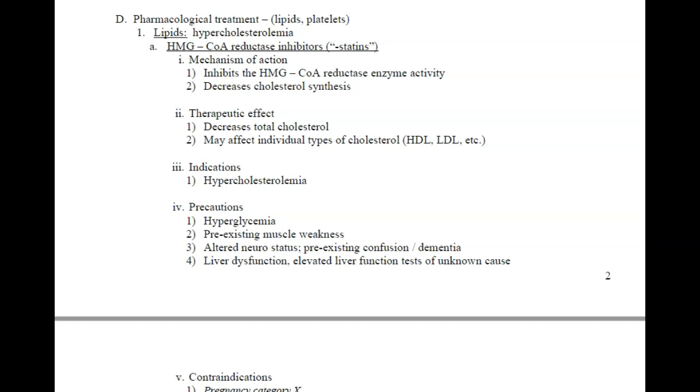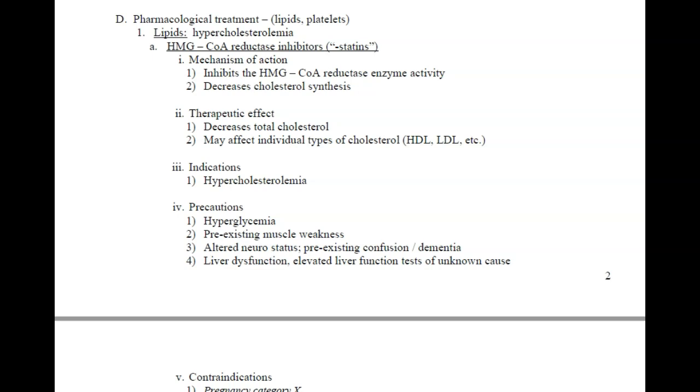What are the therapeutic effects? It does decrease the total cholesterol and it does affect all the individual types, so it can affect the HDL and the LDLs. What are the indications for statins? Statins are indicated for hypercholesterolemia. Later on during this unit, you'll also find out that statins are used for other indications. But for this specific part, the indication is hypercholesterolemia or dyslipidemia.